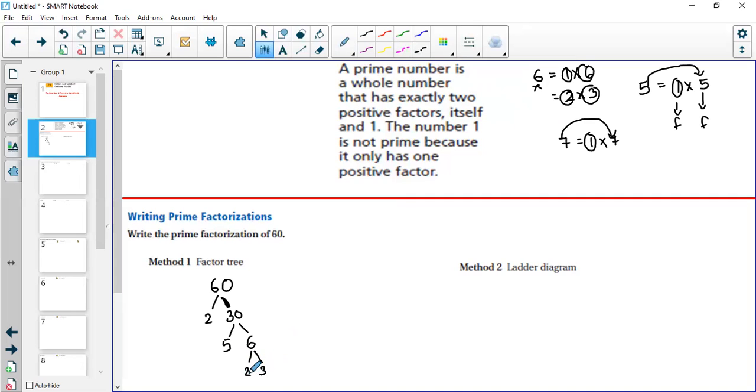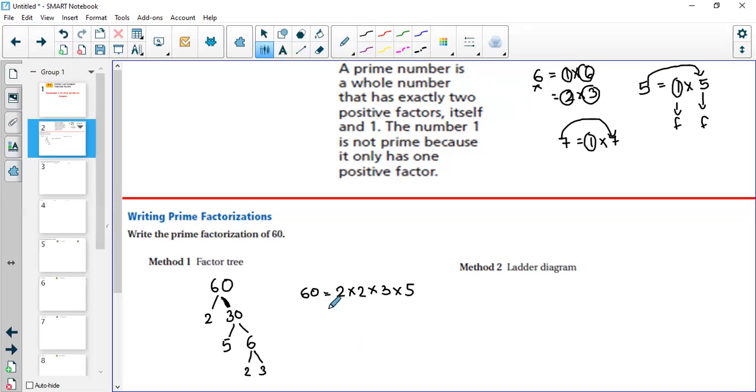So is 2 a prime number? Yes. Is 3 a prime number? Yes. So once you get all of them as prime numbers, you just stop there. So this is how you factorize using a factor tree. So all you need to do is arrange them in order. So 2 multiplied by 2 multiplied by 3 multiplied by 5. Okay, this is how you write the prime factorization, which means when you multiply, you should get 60.